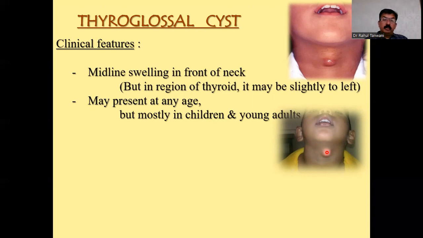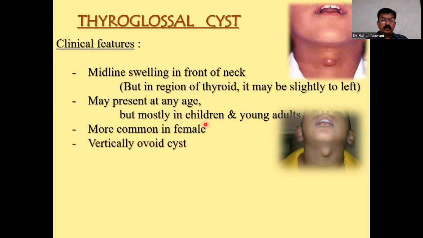Now, this problem may be present at the time of birth or may appear after, say, a few days, a few weeks, or a few months, or even a few years after the birth. So it can present at any age, but mostly it is seen in children and young adults. As with the thyroid problem, this is also slightly more common in the female. It's a vertically ovoid cyst because it is arising from a tract.